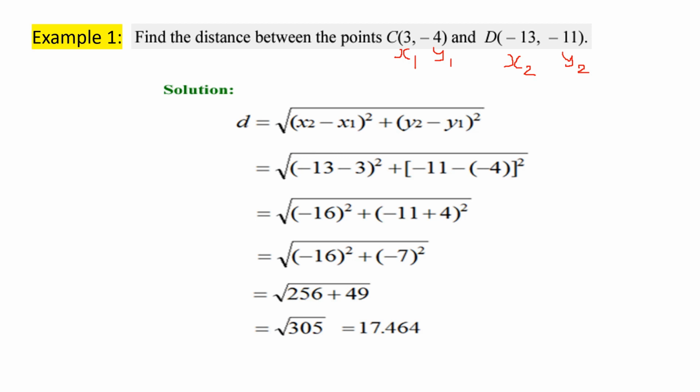So if you have a negative sign, no need to bother about it, because we are taking the square, so automatically the sign will become positive. So 256 plus 49 will be 305. So the square root of 305 is 17.464.